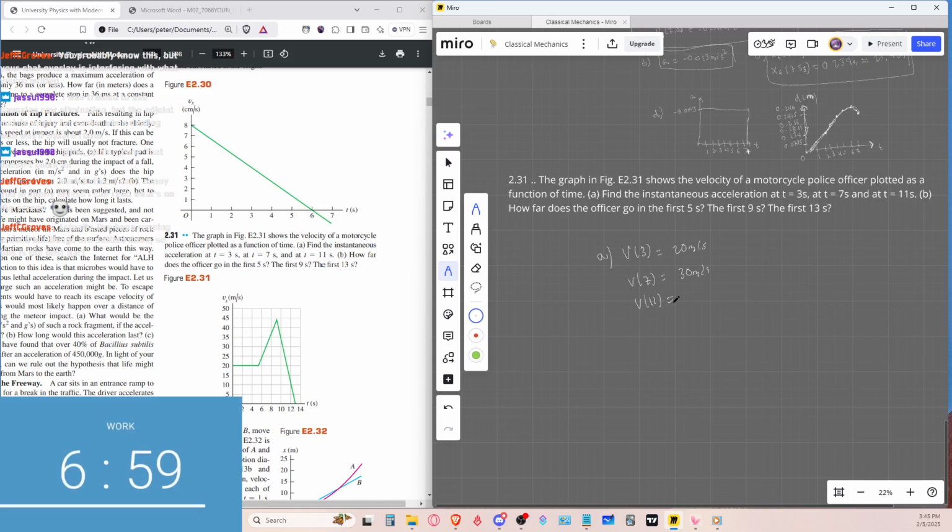Okay, 11. So I think 11 is going to be a little bit tougher. Yeah, because it looks like it's in between 20 and 15. So we might have to do some fun calculations here. Probably get the acceleration. So we might have to get the acceleration for that.